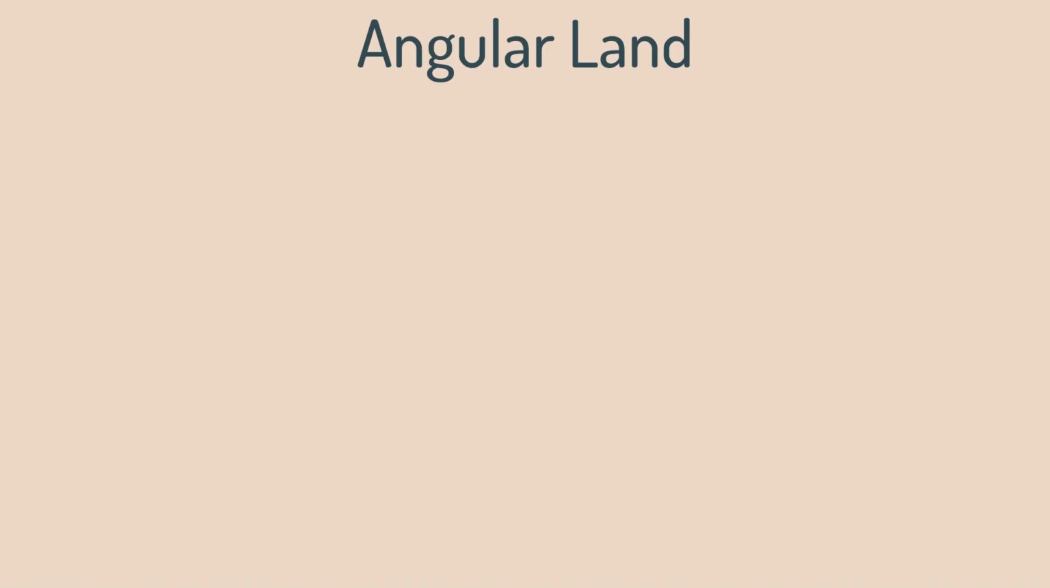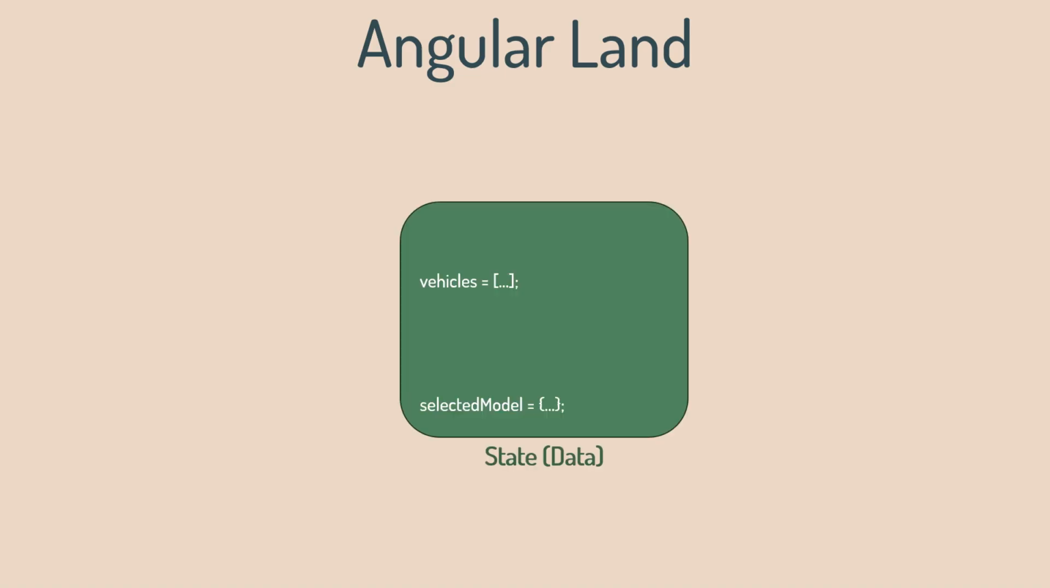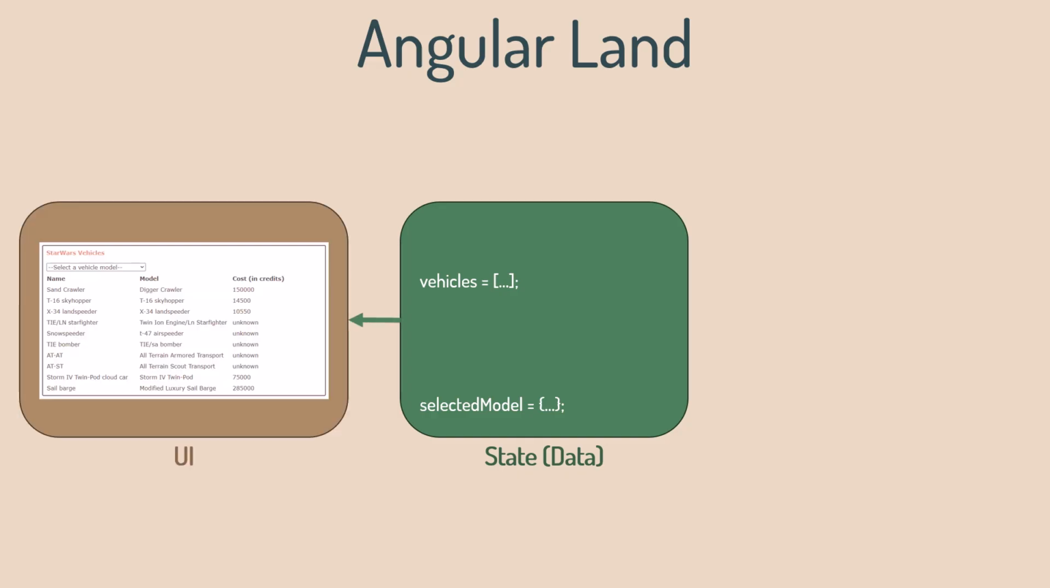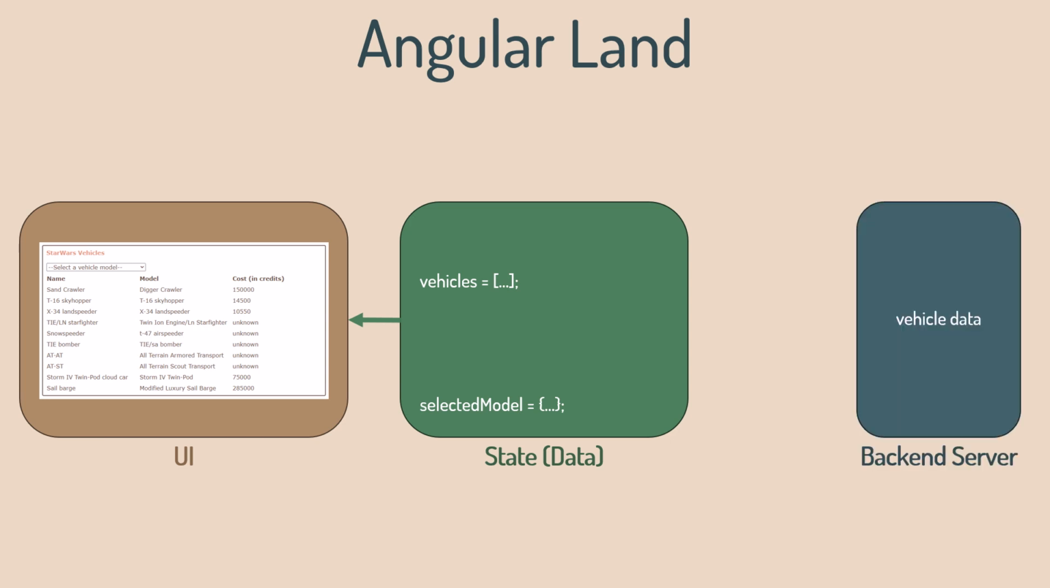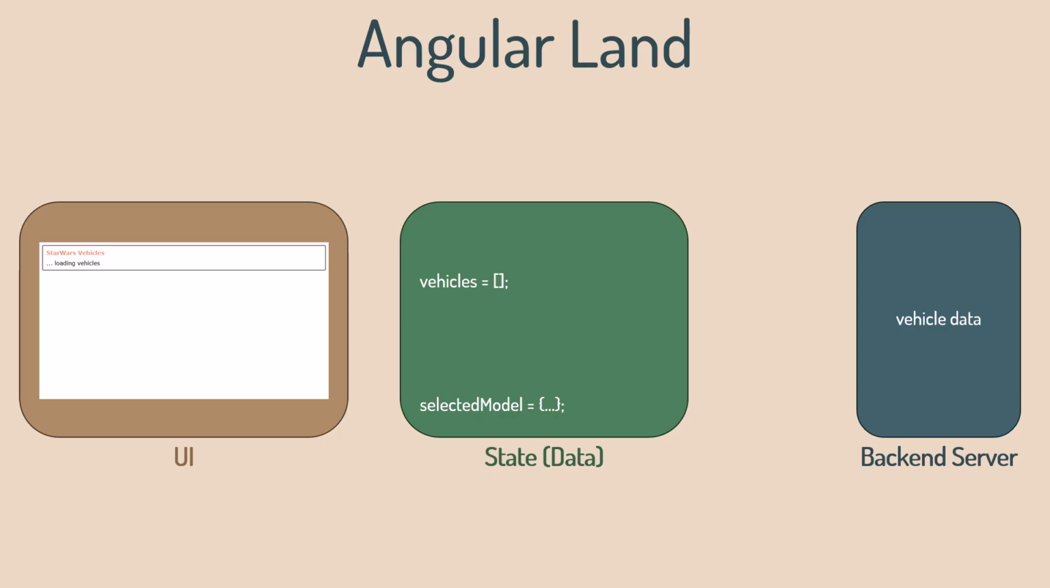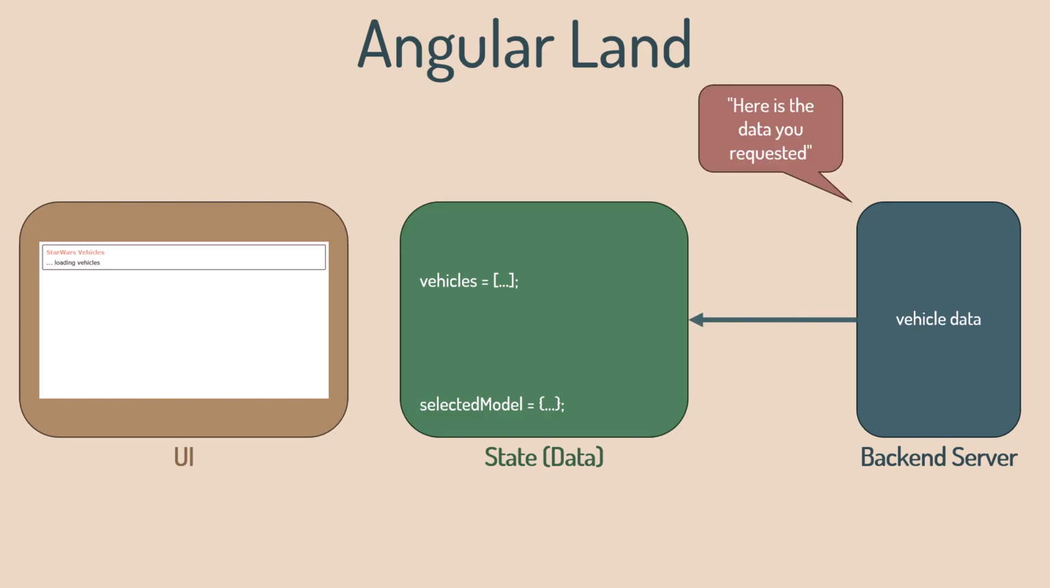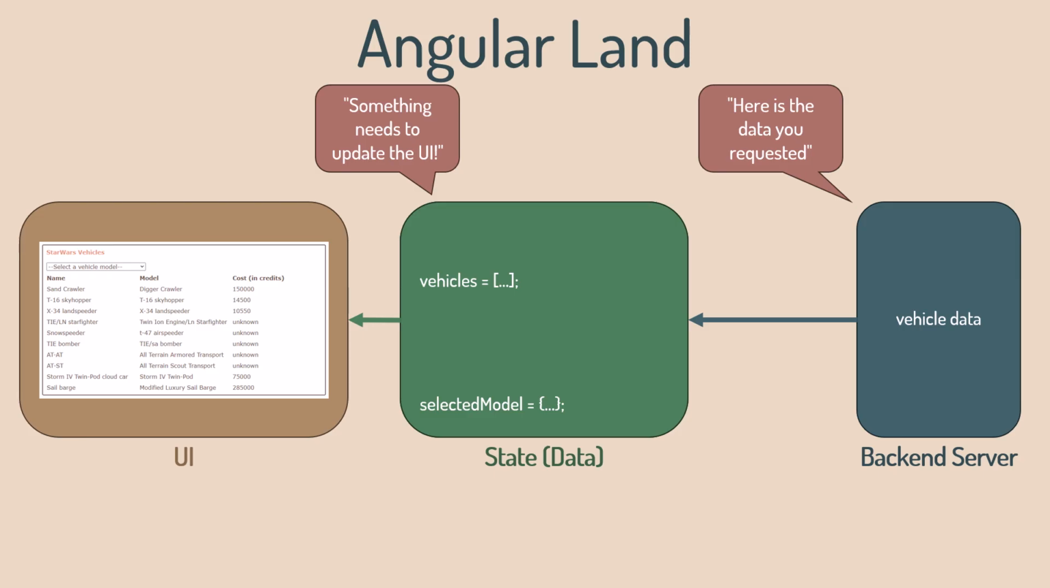Once upon a time in Angular land, developers built web apps with ease, defining data and displaying it in the UI. But much of that data for that UI lived in the far-off land of back-end servers. So developers needed a way to request that data. Vehicle data, please. Get notified when that data arrived. Here's the data you requested. And have the UI automatically update to display that retrieved data.